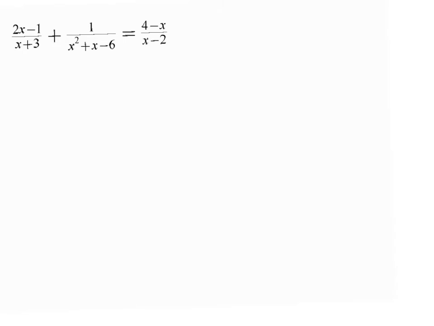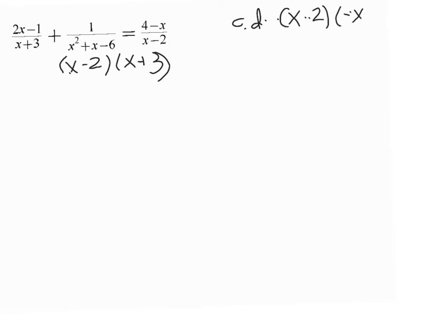So again, the first step on this one is to find a common denominator, and you need to start by factoring. So, of course, we're lucky that these are our factors. So our common denominator is going to be both of these together, x minus 2 and x plus 3. I think it's helpful to write your common denominator down.